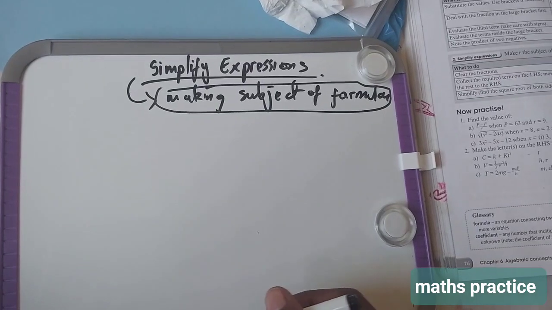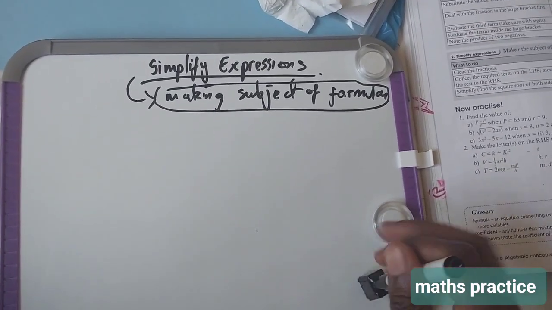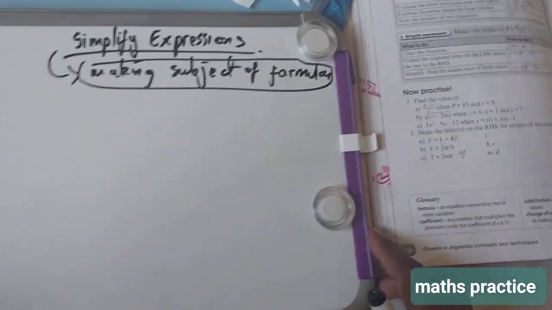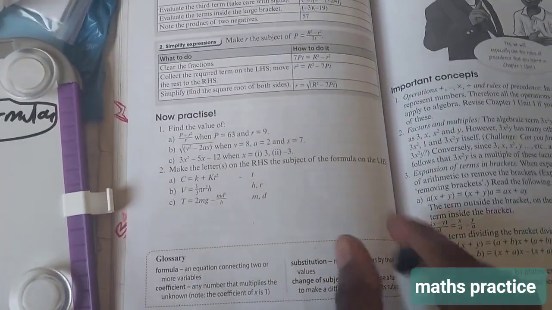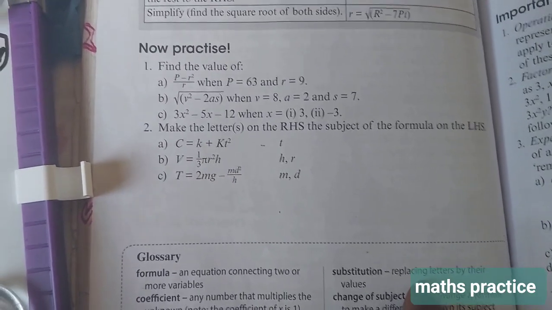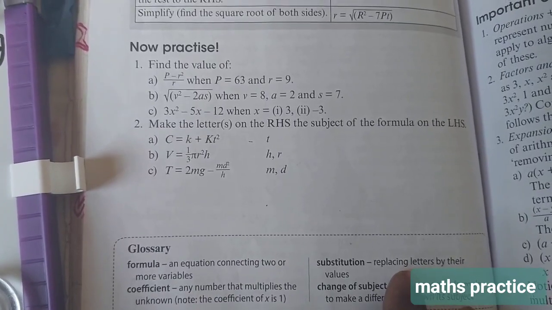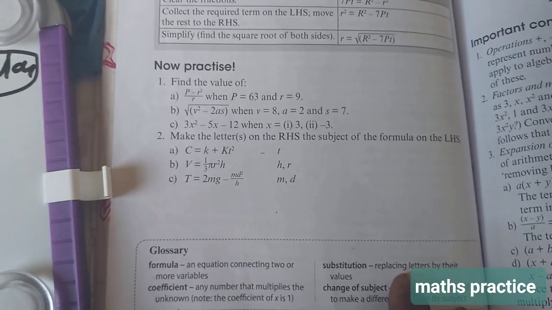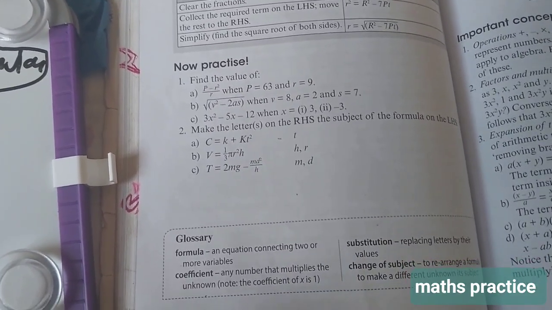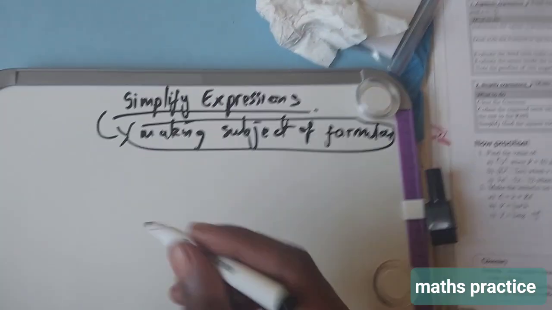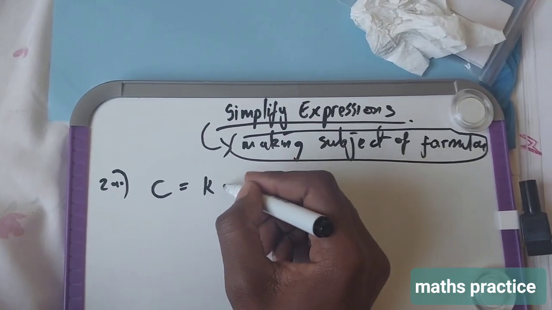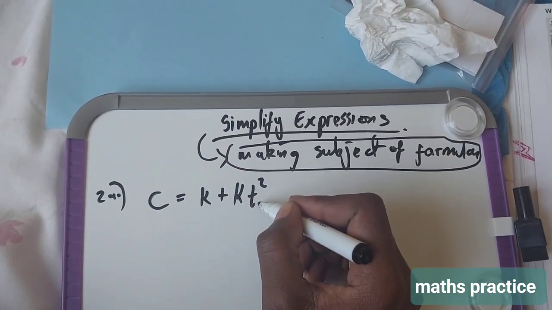Okay, so the best thing in math is that we just have to practice, and it's in practice where you find the easiness of solving typical problems. So we are going to look at an example of simplification of expressions, number 2 from the examples that I have. Number 2 says, make the letter on the right hand side the subject of formula on the left hand side. So for instance, in 2a, we are given c is equals to k plus K t squared, and we're asked to make t the subject of formula.